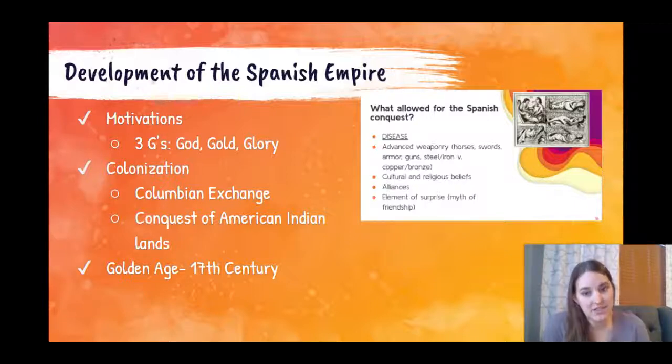So the golden age of the Spanish Empire is going to be the 17th century. And then we're going to see competition from other European powers really take hold, and other empires will move into kind of the standing of the utmost global empire.